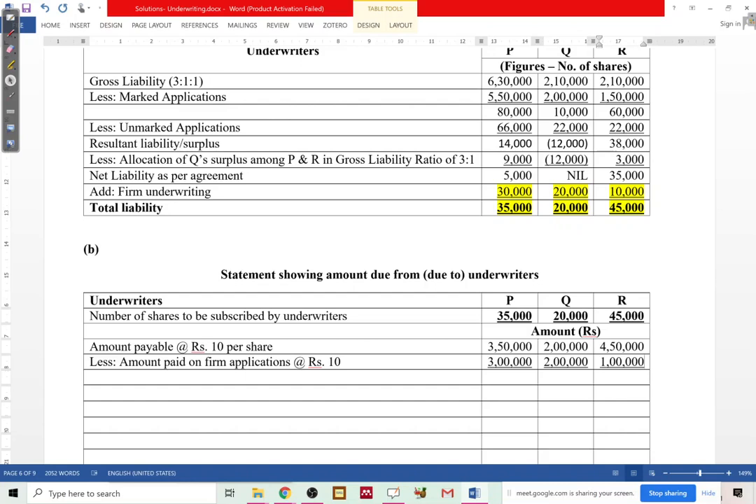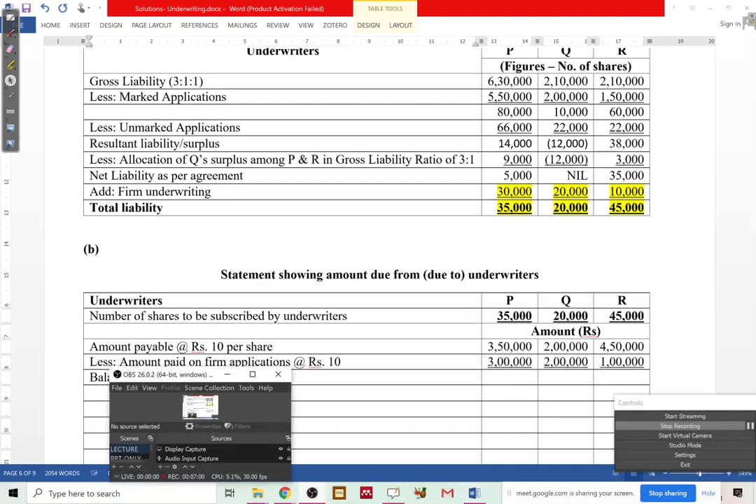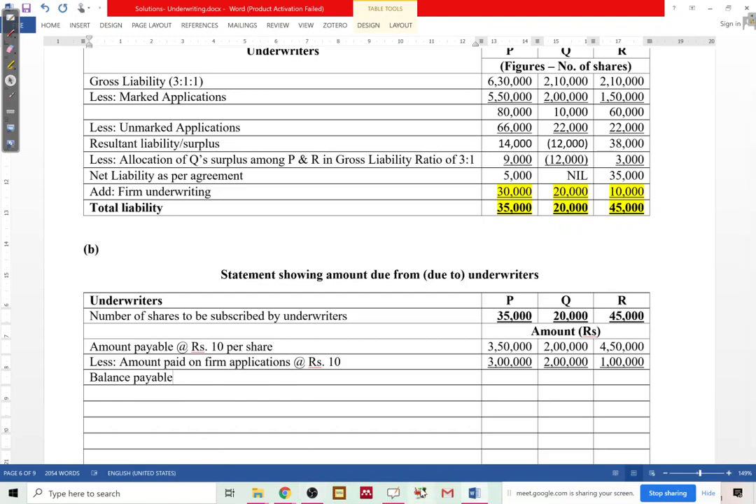So yes, payable at 10 rupees is this much, but they have already taken certain shares which are firm applications. Done? So what is the balance payable? If you minus these firm applications, how much are these underwriters yet to pay to the company? The balance that they are supposed to pay to the company. Minus this and see, you have 50,000.